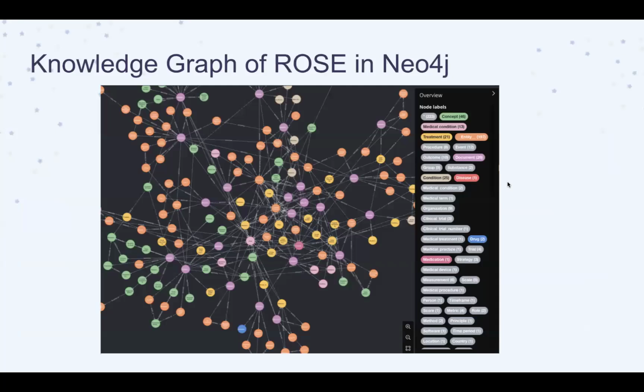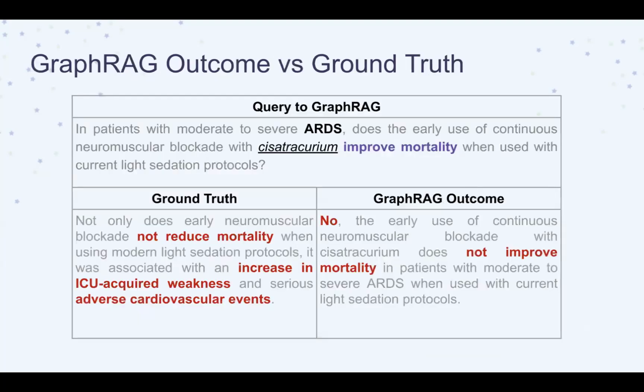Okay, I managed to build a knowledge graph of the ROSE paper stored in Neo4j. This is what the knowledge graph looks like. As we can see, there are many entity nodes, 223 entity nodes, and over 500 relationships between the nodes. These entities include things like medical conditions, treatments, documents, and diseases. And now let's look at the performance of our model.